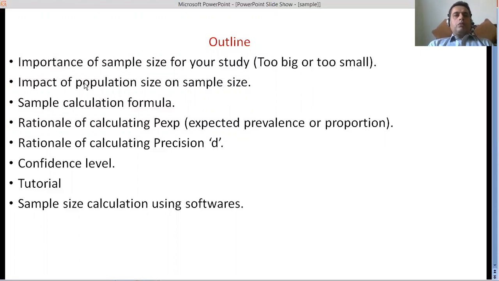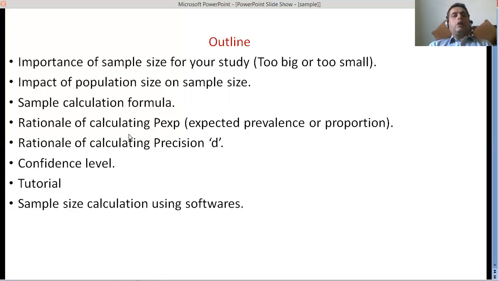Second, I would talk about the impact of population size on your sample size, whether increasing population density or increasing the population has anything to do with the sample size. Then I will talk about the sample calculation formula that you can use to calculate your sample size, and then after that I will discuss the rationale of calculating the expected prevalence proportion, and I will tell you how to calculate that and what is the rationale behind that.